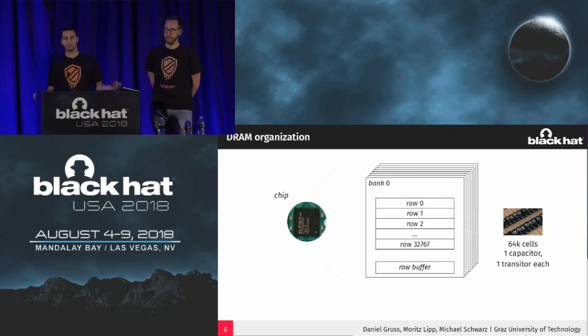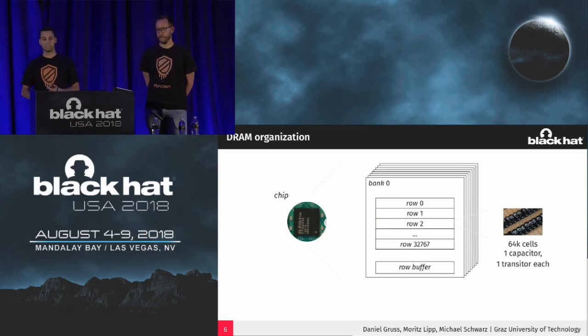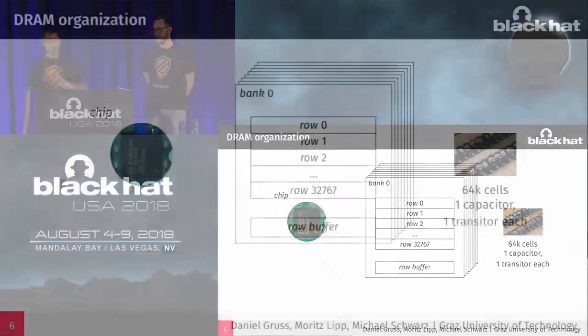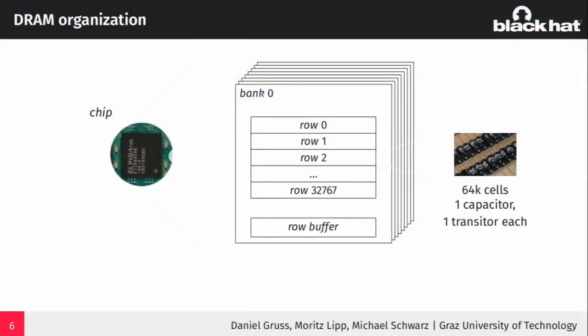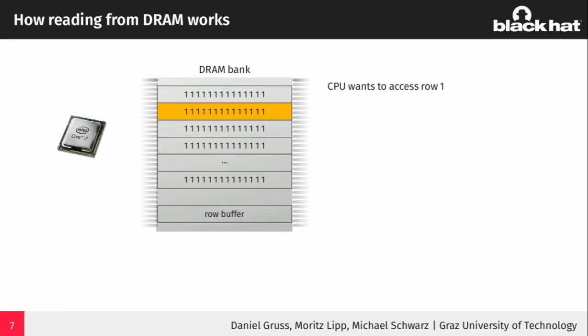And such a row consists of multiple cells. The cells are the actual bits that are stored in memory. Every cell represents one bit, and it consists of one capacitor and one transistor. And this is where the data is actually stored, by either charging the capacitor or having it not charged. Okay, this sounds all very complicated. Maybe we start with a simple case where the CPU wants to access one row.